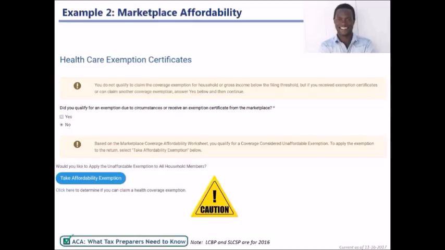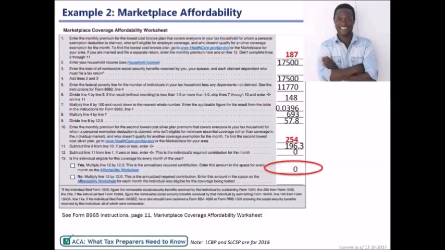The other problem I have with this is that it says, would you like to apply the unaffordable exemption to all household members? Well, if you were to click that, let's say you had a family of 4 and one person was uninsured and testing this exemption, this would give an exemption to all 4 people, even if the others had insurance. So that doesn't work either. So there's still a little bit of work to do, and I'm sure this is a work in progress from TaxSlayer. But just as proof, in case you didn't believe me that he doesn't qualify for an exemption, I plugged the values that we looked up into the marketplace affordability worksheet.